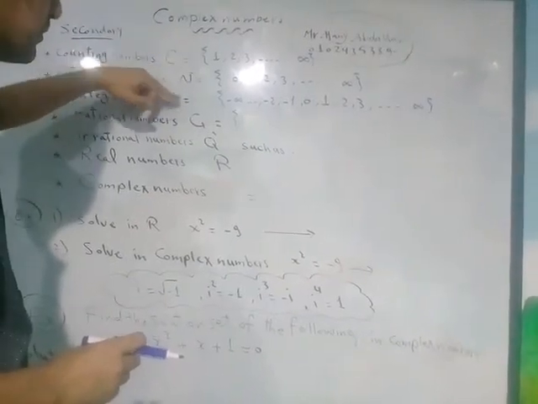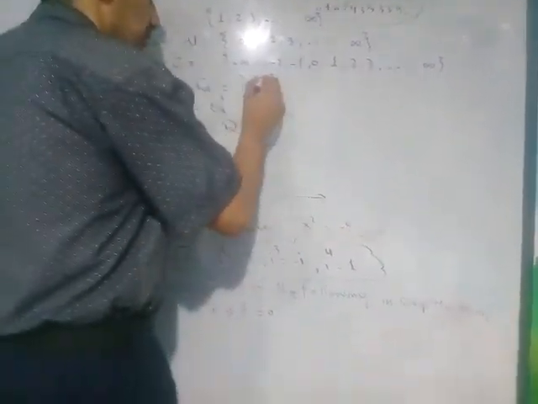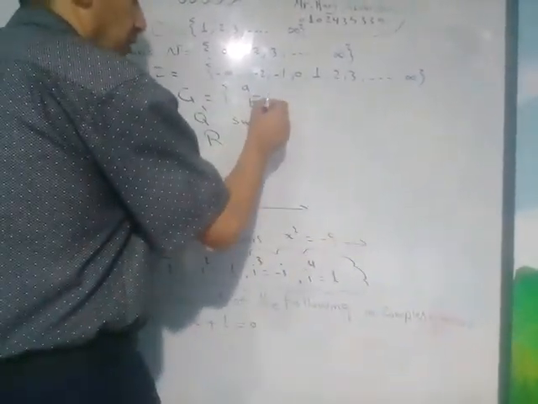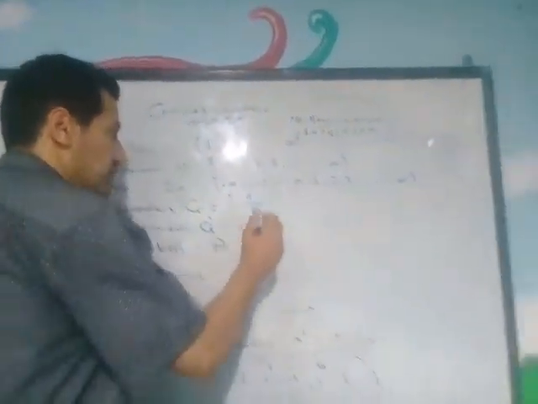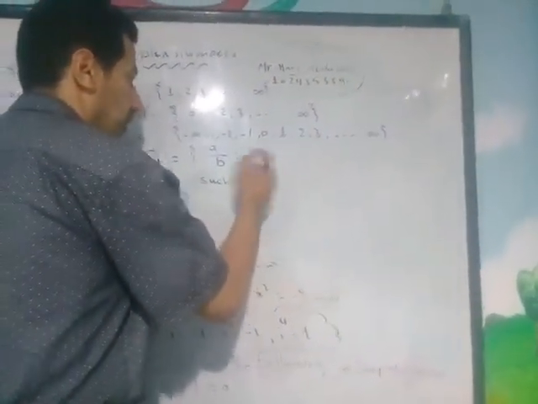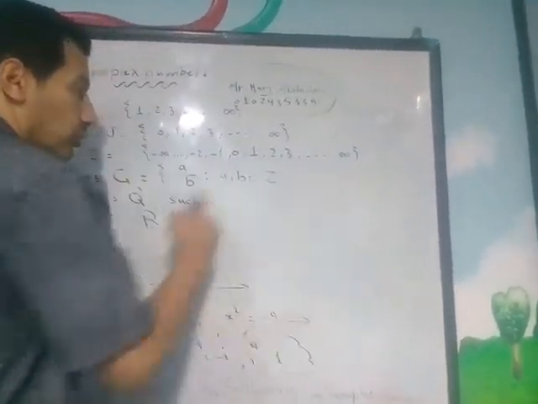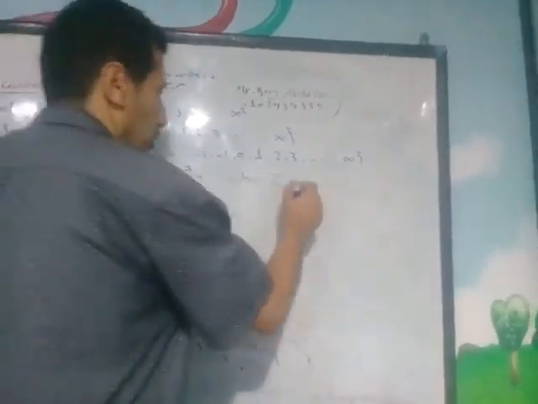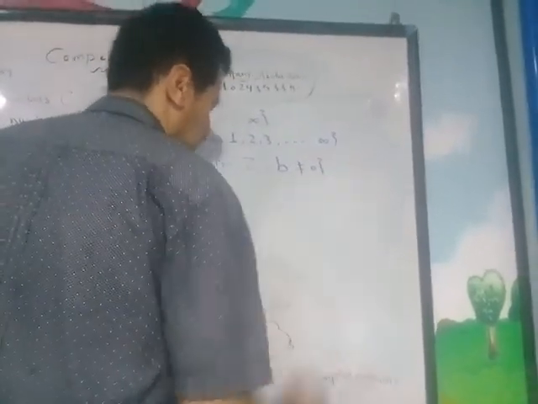all these sets plus fractions like a over b, and I have two conditions. First, a and b, numerator and denominator, belong to Z, belong to integers, and also the denominator must not equal 0.